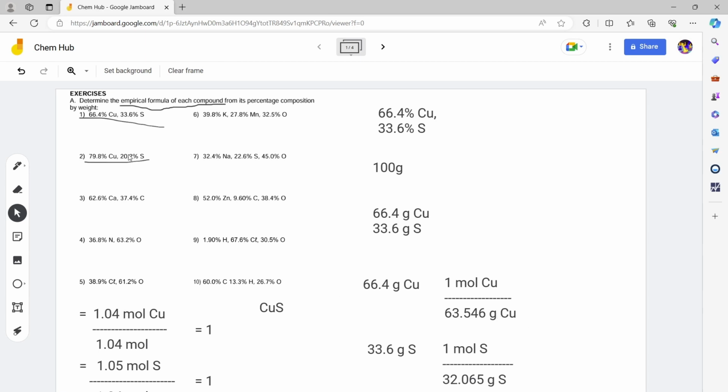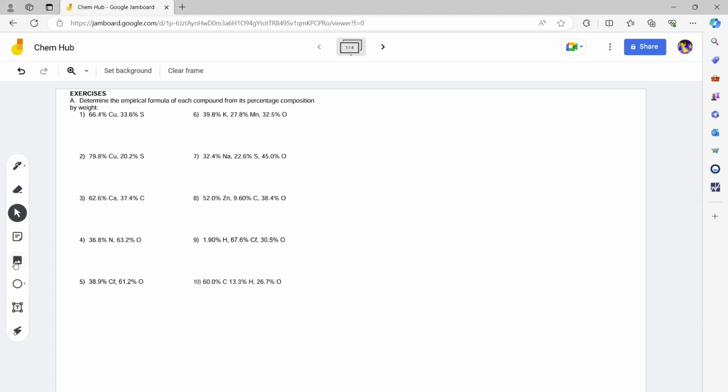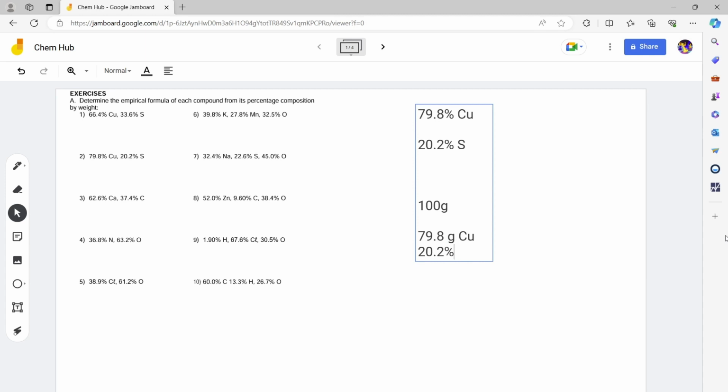For problem 2, we're going to do a similar process. So I'm going to quickly clear the frame. Okay. So for problem 2, we have 79.8% copper and 20.2% of sulfur. So remember, the first thing we're going to do is just convert it to grams, which if we do out of 100 grams, we don't have to actually change the values. And there we go. Now that we have the values in grams, we do the same thing.